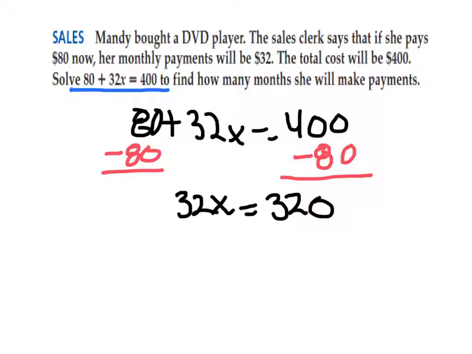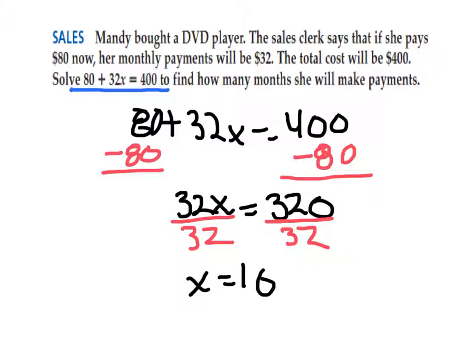Now, I'm going to go ahead and divide by 32 to isolate the x. X is equal to 10. And just so you know, the question goes, how many months will it take? Well, that's what 10 means. 10 means months. So I should put a unit there because it's a word problem.